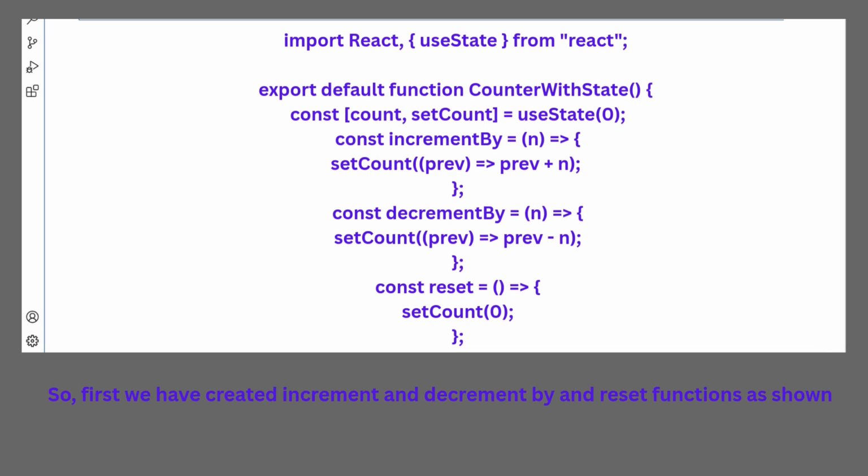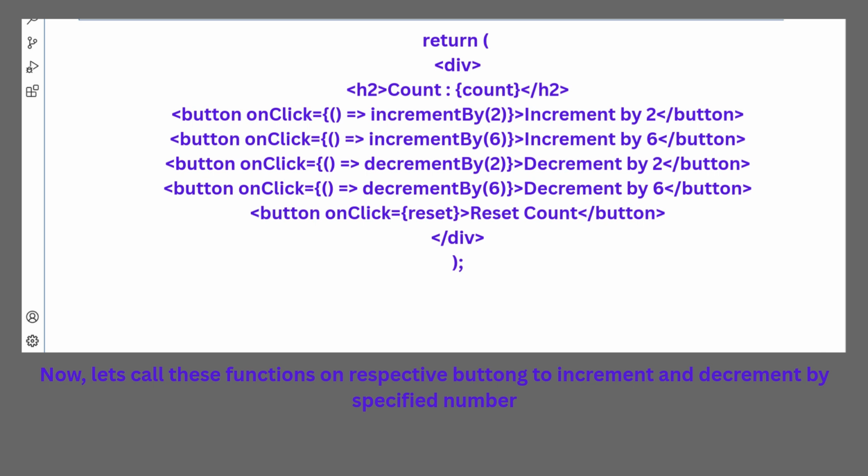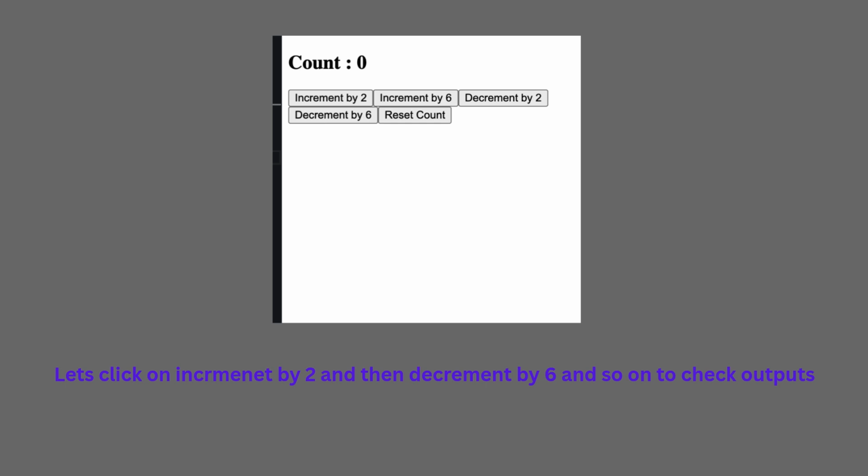So, first we have created increment, decrement by, and reset functions as shown. Now, let's call these functions on the respective buttons to increment and decrement by a specified number. Let's click on increment by 2 and then decrement by 6 and so on to check the outputs.